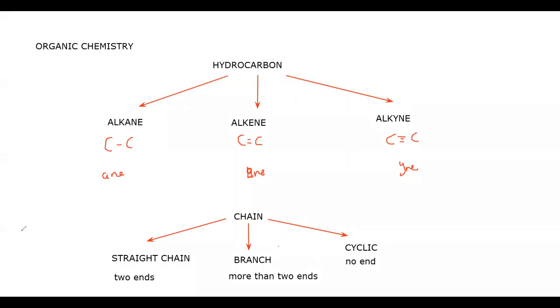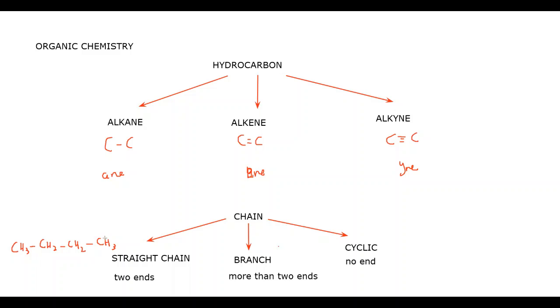Example, if I draw the structure, I draw CH3, CH2, CH2, and CH3. How many ends are there for this chain? How many ends can you see? Sir, last time we didn't study the chains. Yeah, I gave an introduction to hydrocarbons, alkane, alkene, and alkyne, and now I'm explaining the chain.